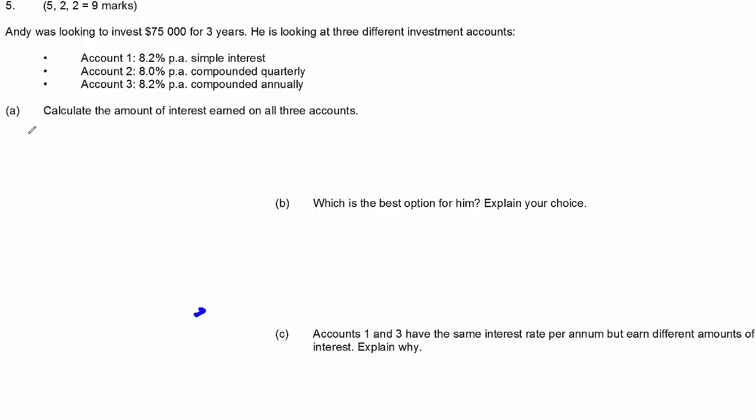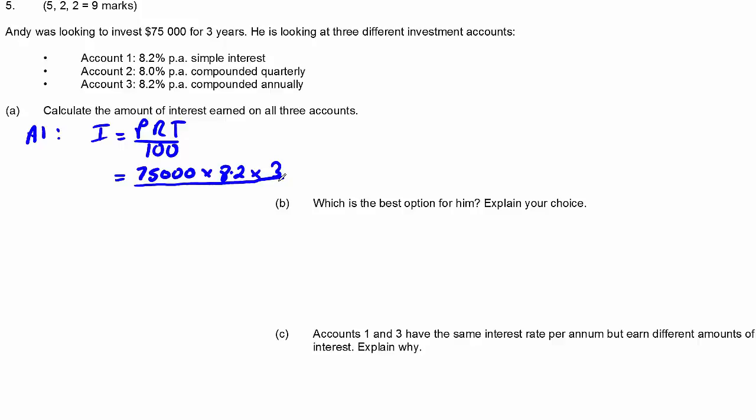So if we go for account 1 first, that's simple interest, and we know our formula for that is I is equal to PRT over 100. You may have a version without the 100, in which case you need to convert the R into a decimal. So we have 75,000 multiplied by the rate, which is 8.2, multiplied by the time, which is 3 years, and we'll divide that by 100. As I say, you don't have to use the 100, you could convert the 8.2 to a decimal. And let's see how much interest that gives us.